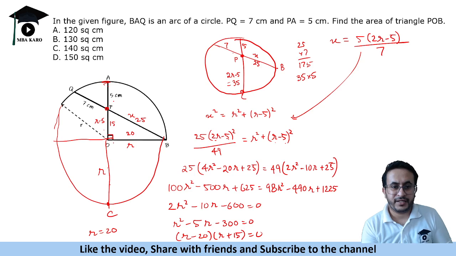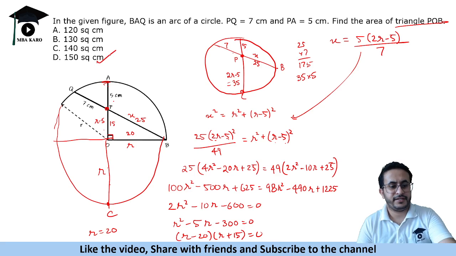Now r is 20 and this is 15, so we need to find the area of triangle POB. So this is half into 15 into 20, that is 150 square centimeter.